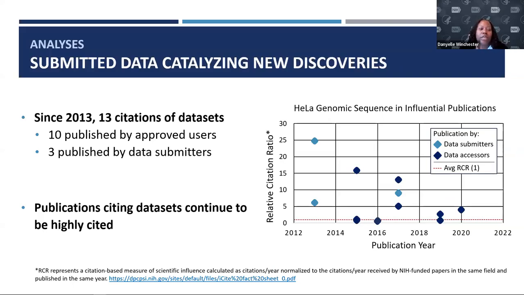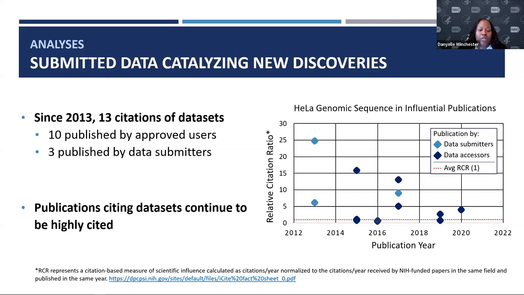Next, we wanted to look at the influence of the publications that were coming from the data sets. From the 16 data sets, since 2013, 13 papers have been published. 10 were published by approved users. Those are the ones who went through the process of putting in a data access request and was approved by the director of NIH. 3 of these publications were from data submitters, those who have also submitted data.